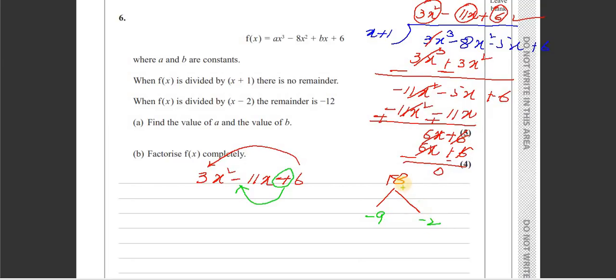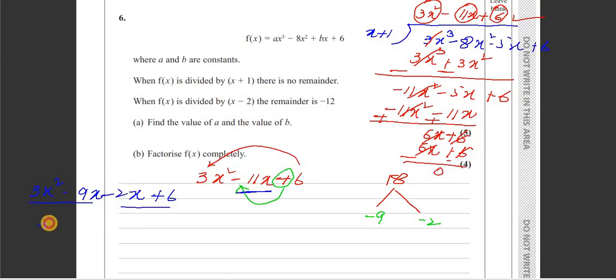So 9 times 2 is 18, which is plus 18, and clearly minus 9 and minus 2 is minus 11, that's what we need. So what do we do next? We break the middle term into minus 9x and minus 2x, and we write 3x squared minus 9x minus 2x plus 6. Now we have 4 terms, we can make a pair, and you do all the necessary steps.